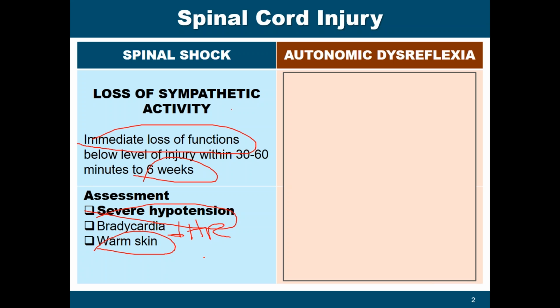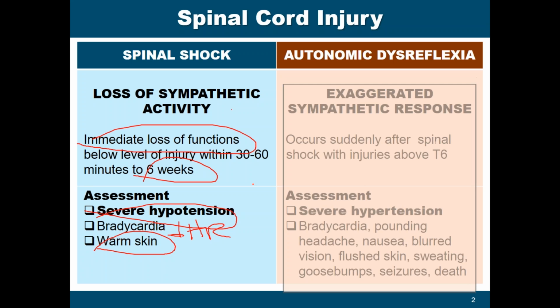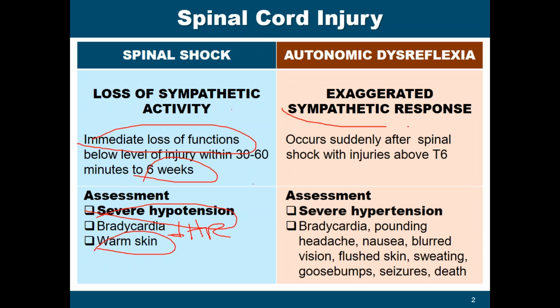save the patient's life. Now, autonomic dysreflexia, on the other hand, is an exaggerated sympathetic response that occurs suddenly also after a spinal shock, and it usually affects patients when the injuries are above thoracic 6. So thoracic 6 means that it includes the T5, T4, T3, T2, or T1 levels, including the cervical spine. And with this location, it makes the patient prone to autonomic dysreflexia.